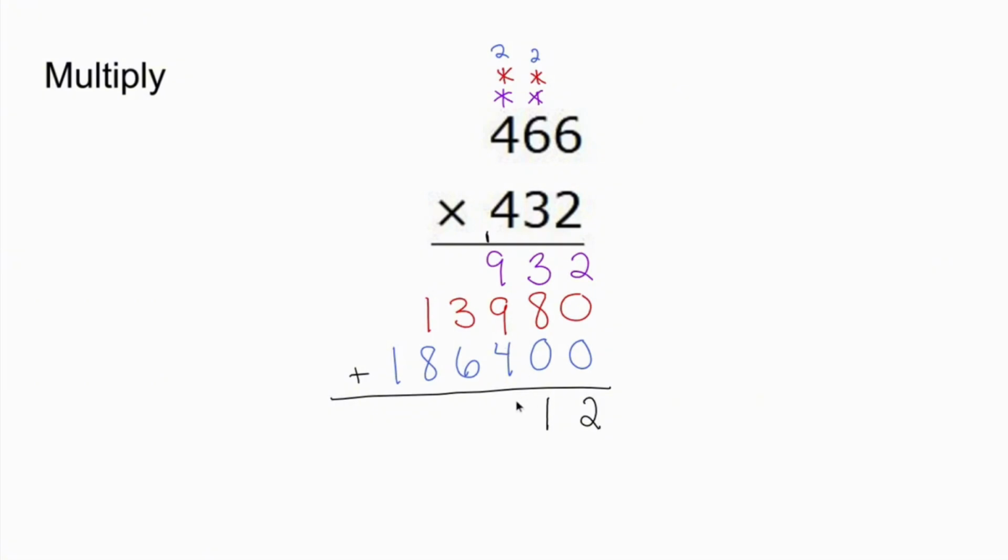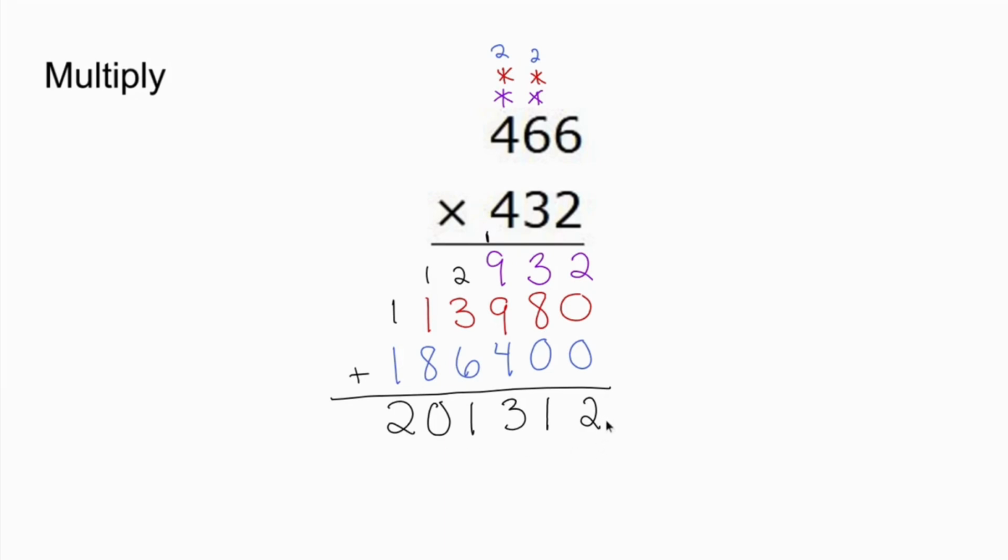19 plus 4 is 23. Write out a 3, carry over a 2. 2 plus 3 is 5. 5 plus 6 is 11. Write out a 1, carry over a 1. 1 plus 1 is 2. 2 plus 8 is 10. Write out a 0, carry over a 1, and 1 plus 1 is 2.